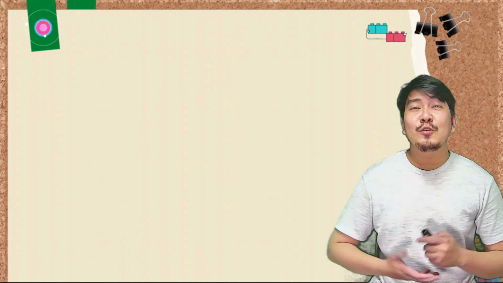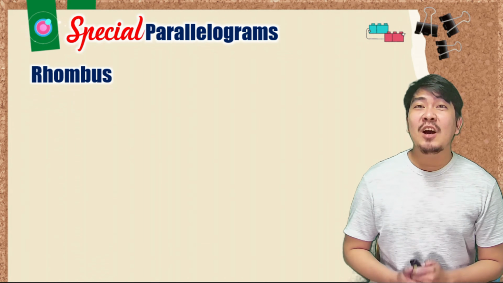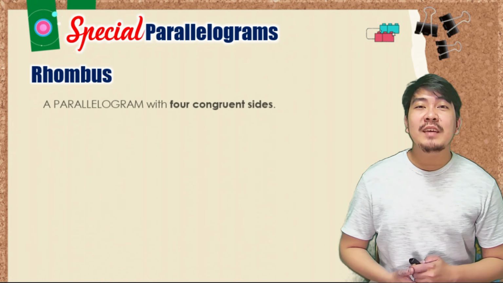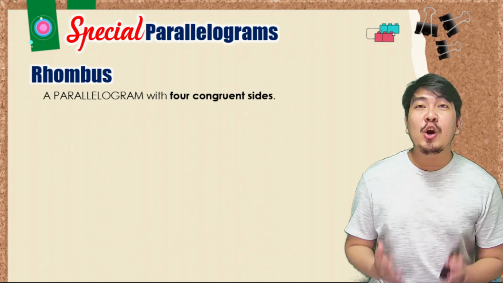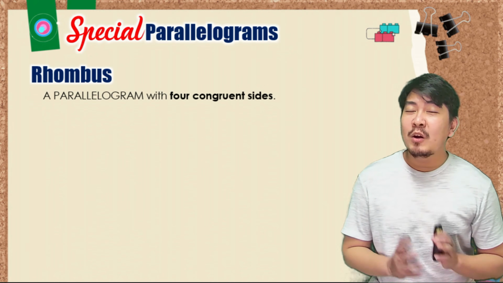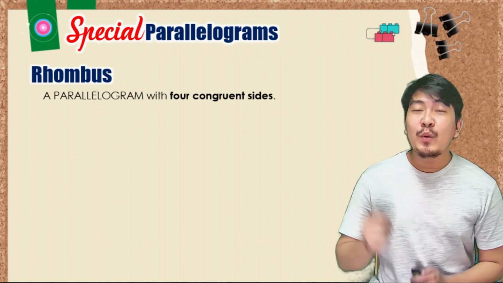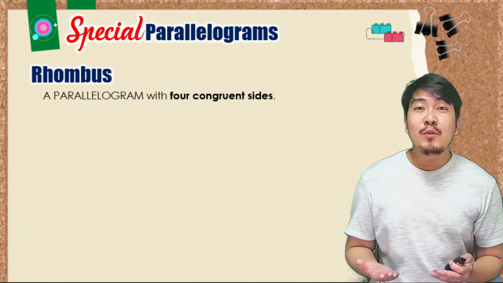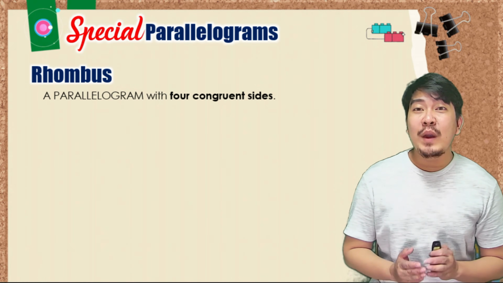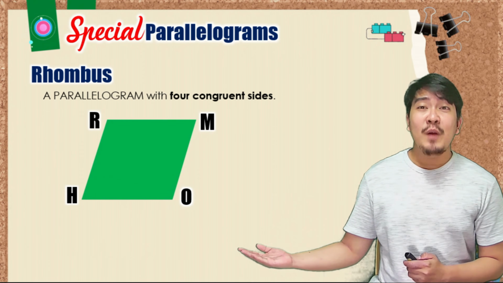So let us now go to the second special parallelogram, and that is what we call as a rhombus. A rhombus is a parallelogram with 4 congruent sides. So if we are going to compare a rectangle from a rhombus, a rectangle is a parallelogram with 4 congruent angles, and those angles are right. While for rhombus, we have 4 congruent sides. Let me show you a rhombus RHOM.